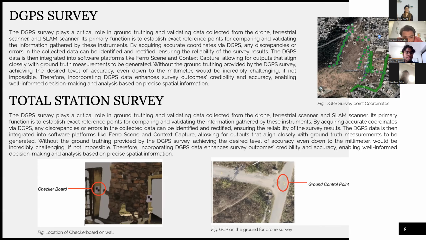As you can see in the images below, the black and white square-like paper that we have mounted on the wall is a checkerboard, and the yellow marking that we have done on the ground is a ground control point. The elevation for these points will be taken from the total station, since the accuracy of total station and DGPS surveys are very high. This will be inputted in the drone survey, SLAM scanner survey, and terrestrial scanner survey to increase its accuracy, as discussed before.